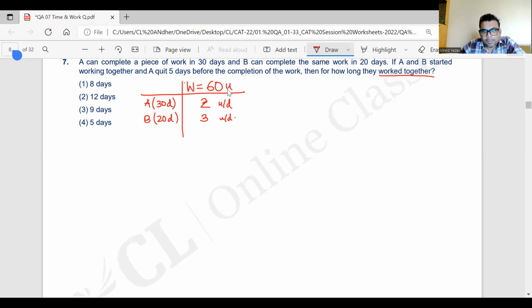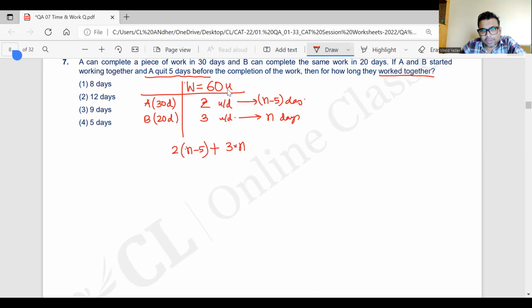All right. So A is quitting, right? 5 days before. So B is there from start to end. Let's assume it took n days to finish the work. So A was there for 5 days less, right? He left 5 days before, so total minus 5. This is a simple planning you will do, my friends. A is doing 2 units per day and he worked for n minus 5 days. So this is his contribution. Similarly, B is doing 3 units per day for n days. So this is B's contribution.